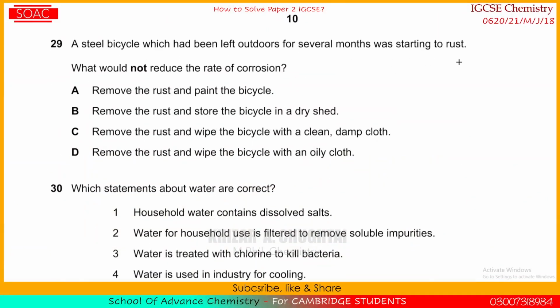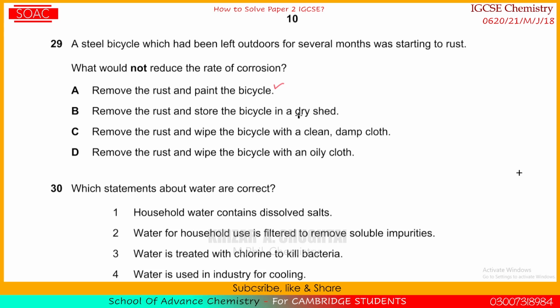Question number 29. A steel bicycle which had been left outdoors for several months was starting to rust. What would not reduce the rate of corrosion? Number 1, remove the rust and paint the bicycle. Once again, 3 options must be correct and 1 should be incorrect. Remove the rust and paint, it's a correct option. It will reduce the rate of rusting, the rate of corrosion.